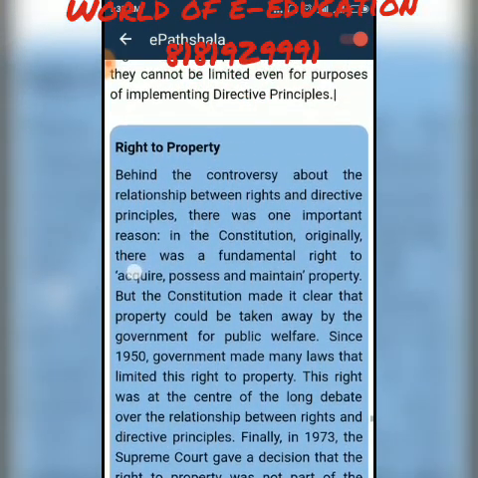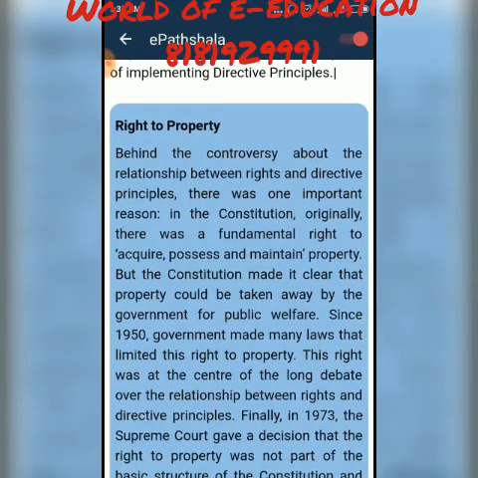Right to property. Behind the controversy about the relationship between rights and directive principles, there was one important reason. In the Constitution, originally, there was a fundamental right to acquire, possess and maintain property. But the Constitution made it clear that property could be taken away by the government for public welfare. Since 1950, government made many laws that limited this right to property. This right was at the center of the long debate over the relationship between rights and directive principles.